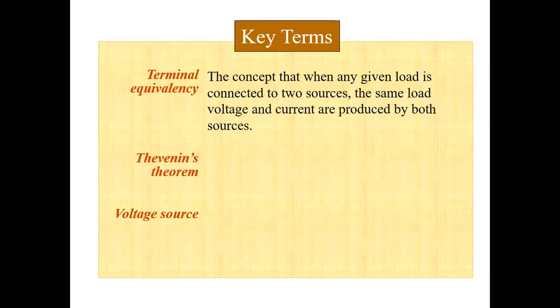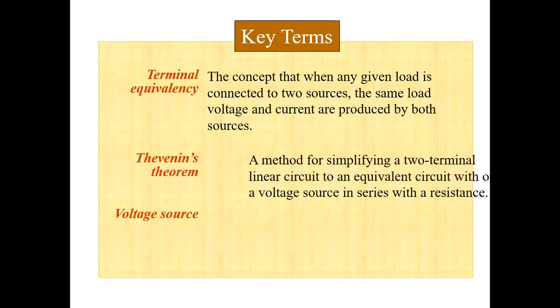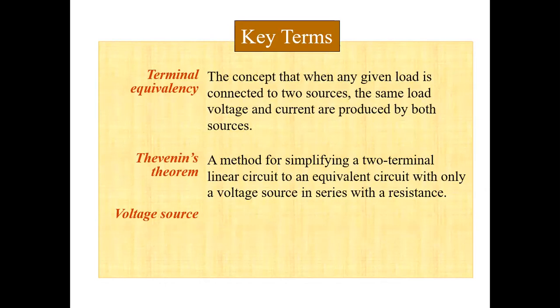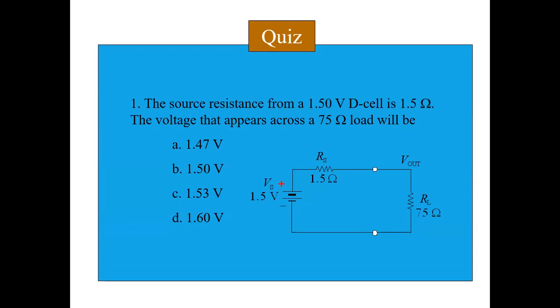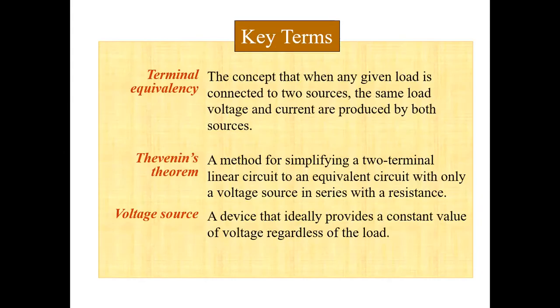The next one, the concept of technical equivalency: when any given load is connected to two sources, the same load voltage and current are produced by both sources. Thevenin's theorem is a method for simplifying a two-terminal linear circuit into an equivalent circuit with only a voltage source, that is VTH, in series with a resistance, which we call RTH. Then a voltage source is a device that ideally provides a constant value of voltage regardless of the load.